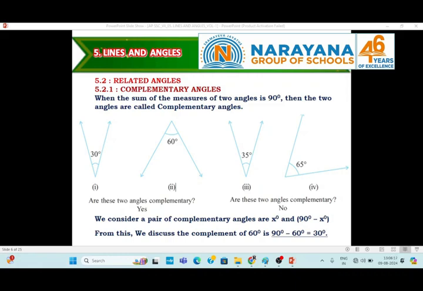Similarly, what about figure 2? The sum of 35 and 65 is more than 90, it is 100. So, are these two angles complementary? No.